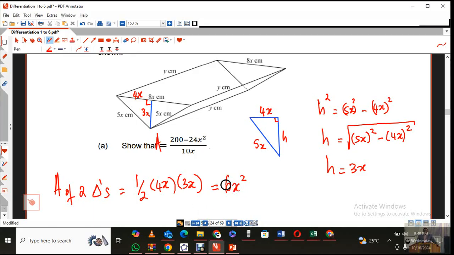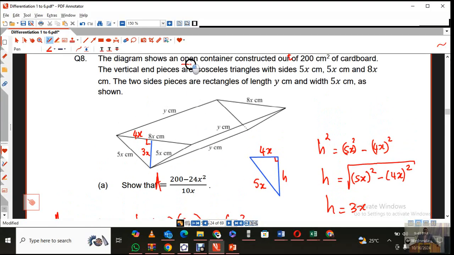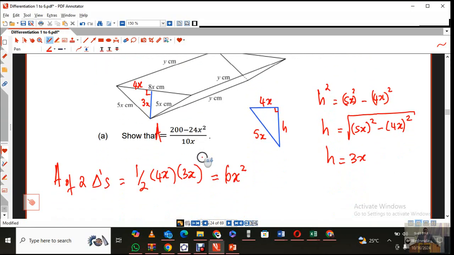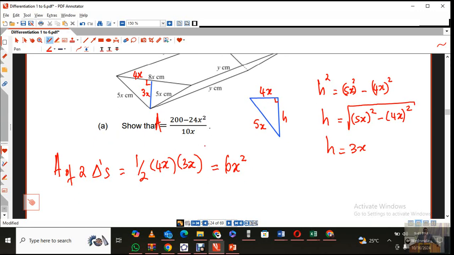two, because it's open, right? It says that the container is open. So basically this rectangle on this side and the rectangle on the other side. So the area of the two rectangles with y times 5x. The area of two rectangles is going to be 5xy, and there are two, that gives you 10xy. That's the area of those two.